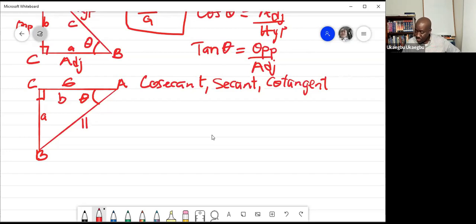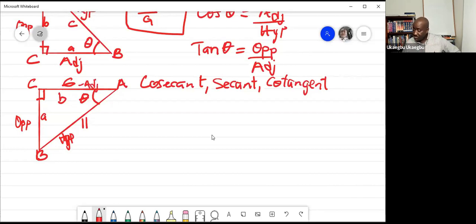So if you want to get small a, in this particular case, small a is the opposite. It is the opposite because it is the side that is facing the given angle, theta. So you can just call it opposite. And of course, this side is the hypotenuse, HYP. And the other side is definitely the adjacent, ADJ.